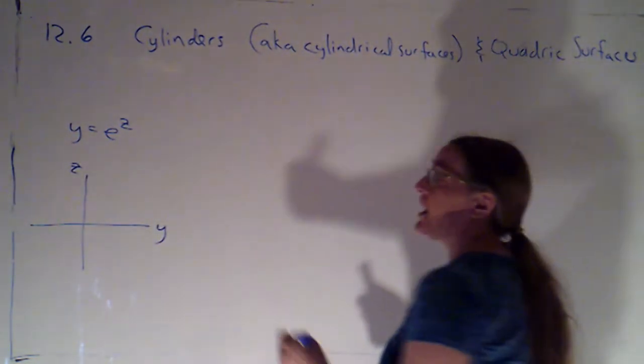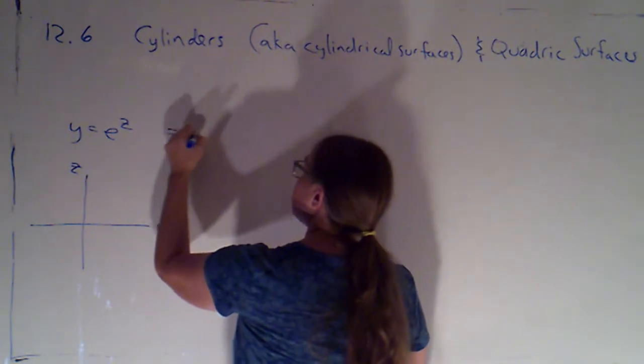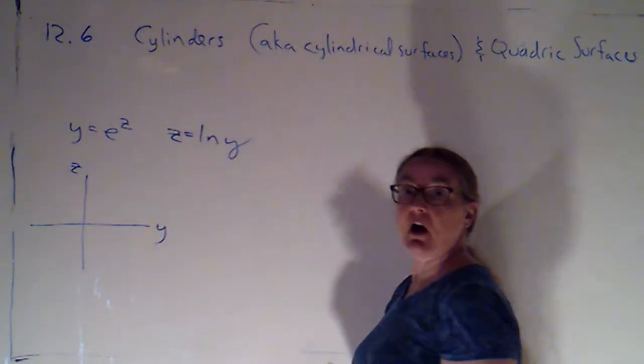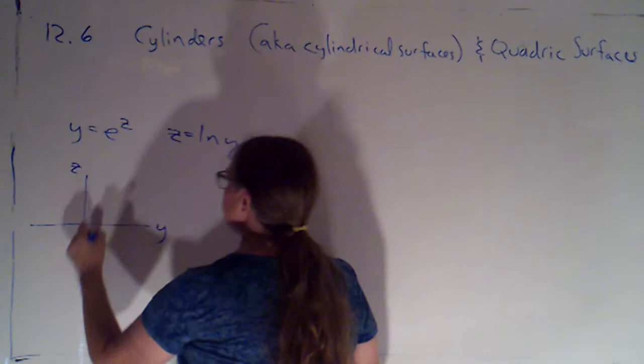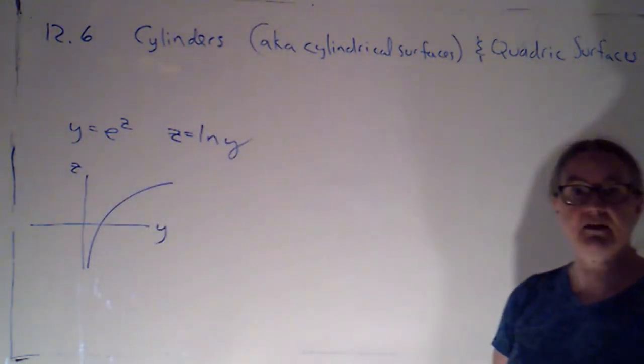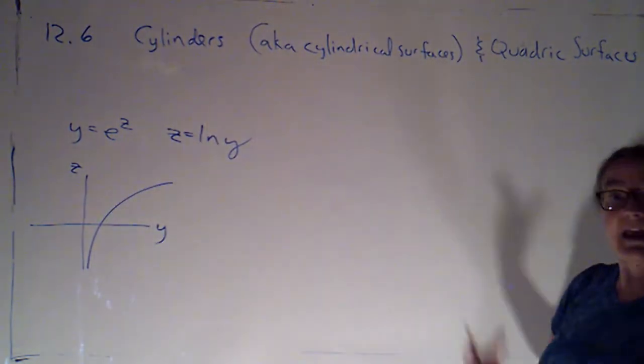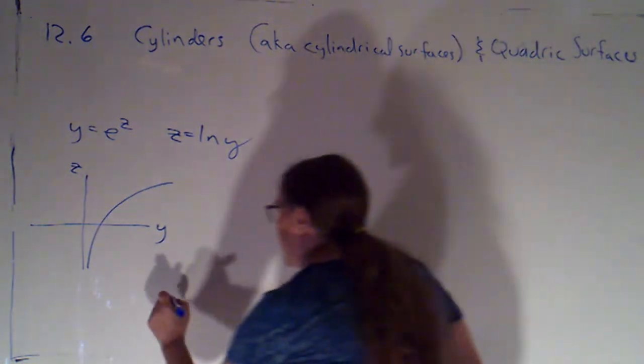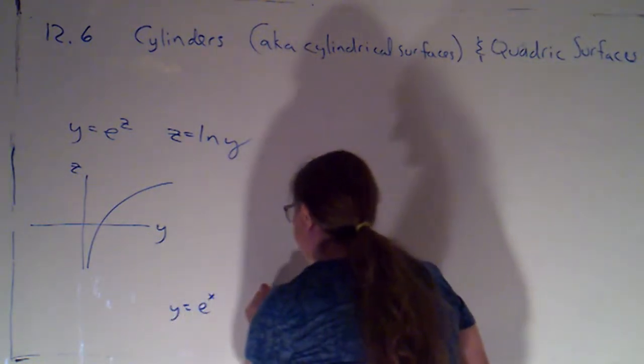So I've got a couple of options. One is I could solve this for z, and I could say z is the natural log of y, and then I could sketch that curve like so. The other is I could say I want to work with the exponential function. I'm used to having y equals e to the x.